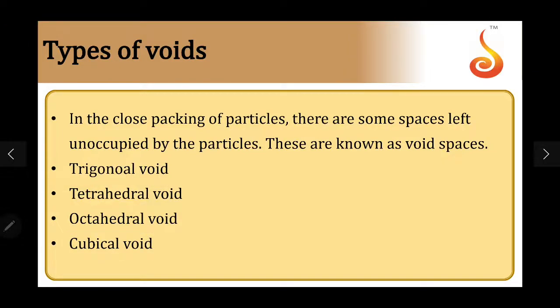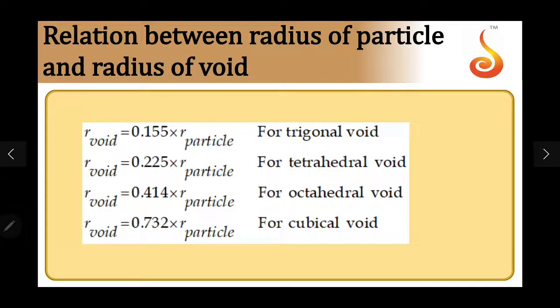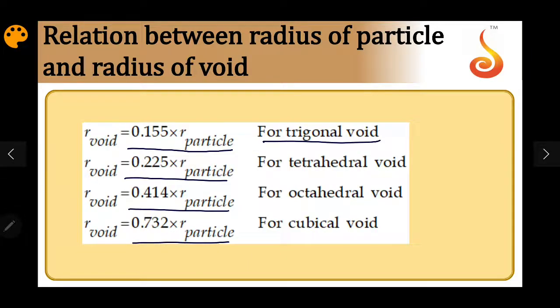What is the radius ratio? The relation between the radius of the particle and the radius of the void. For trigonal void it is 0.155 times r particle. So the radius of the void is 0.155 times the radius of the particle. For tetrahedral it is 0.225 times the radius of the particle. For octahedral void it is 0.414 times the particle radius, and for cubical void it is 0.732 times the radius of the particle.